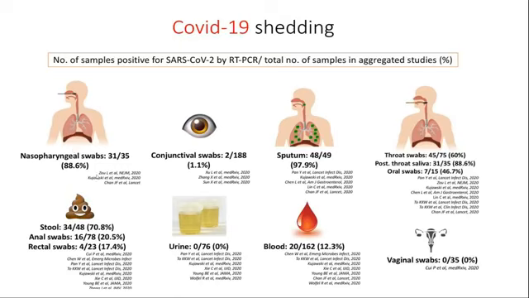A few other things you want to note here is that they found the virus PCR positive in stool, anal swabs, and rectal swabs. That means there is a risk of fecal transmission. They have also found it in blood. So in the viremic phase, if you're doing a blood transfusion, there's a risk of virus transmission through blood. But surprisingly, it's not found in urine, and also not found in vaginal swabs. So it's not an STD, or not transmitted sexually, as far as we know right now.